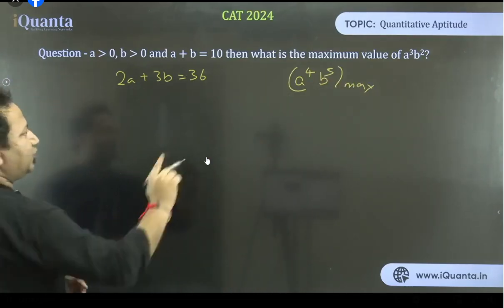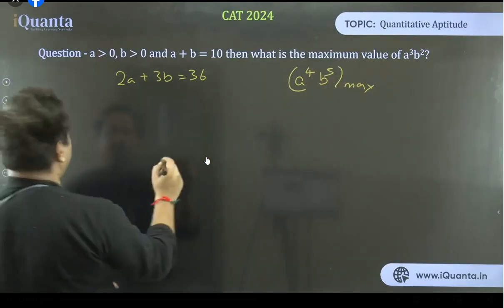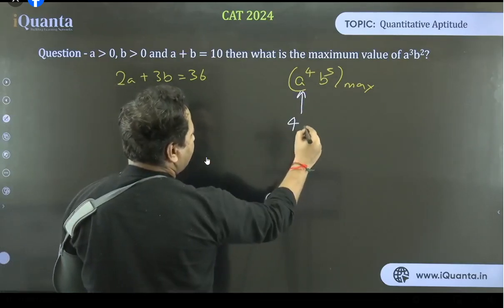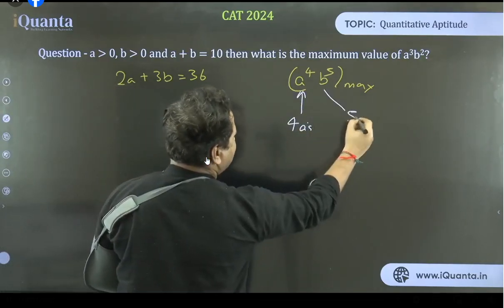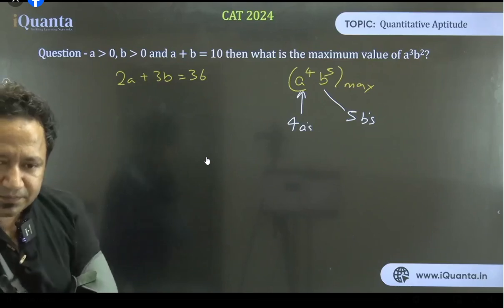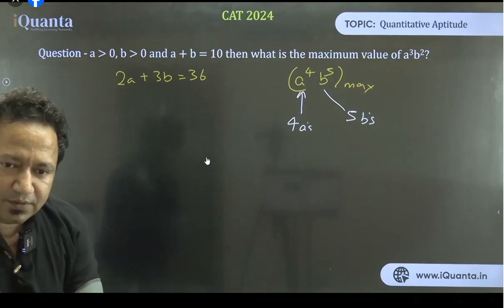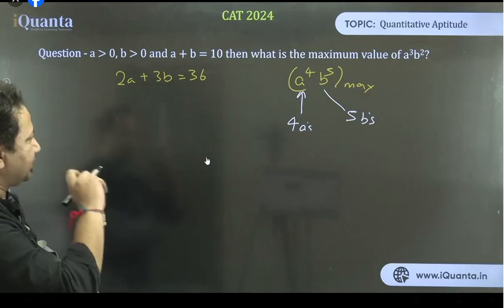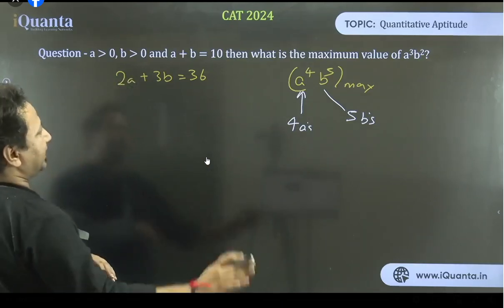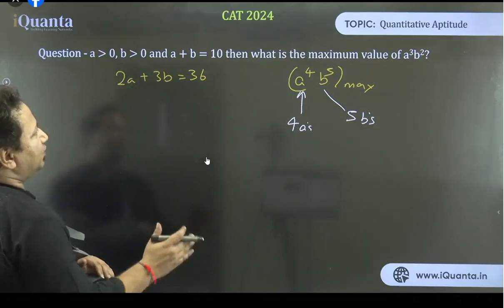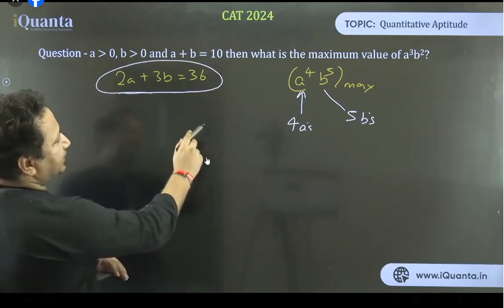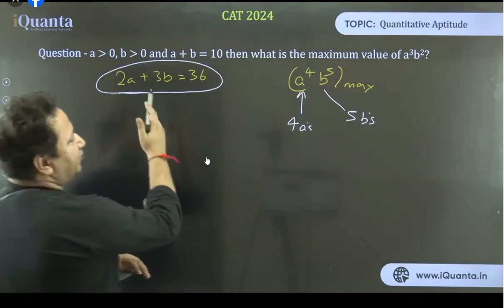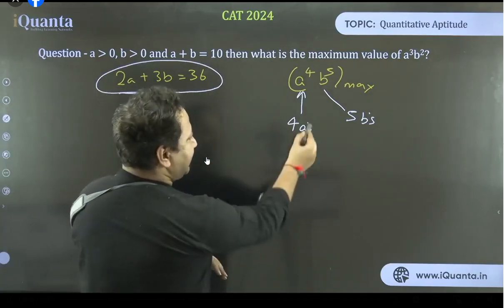Now tell me something. How many a's do we have here? Everyone, how many a's do we have here? We have 4 a's and we have 5 b's. Yes or no? Now everybody will get it. 4 a's and 5 b's. Okay, I want that. Why do I want that? Because I know that the sum is constant, and if the sum is constant, the product is maximized when the values are as close as possible. Okay, I need 4 a's, I need 5 b's.